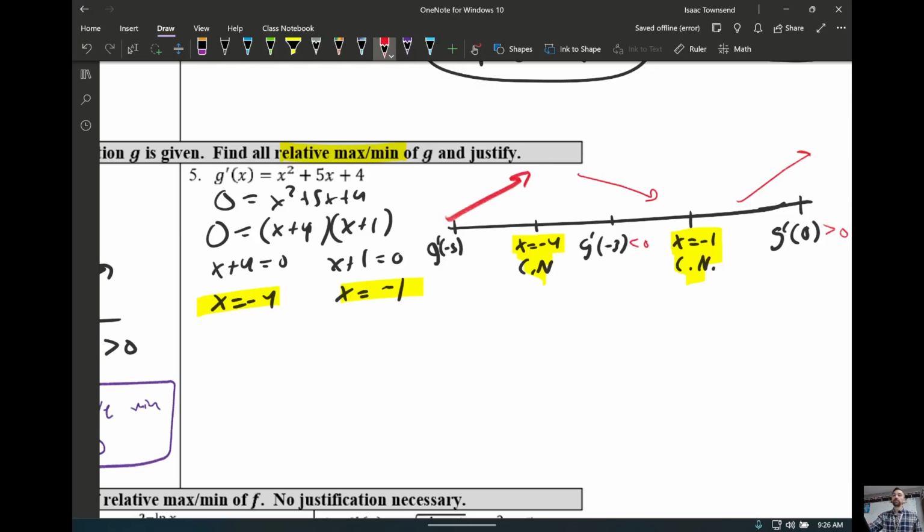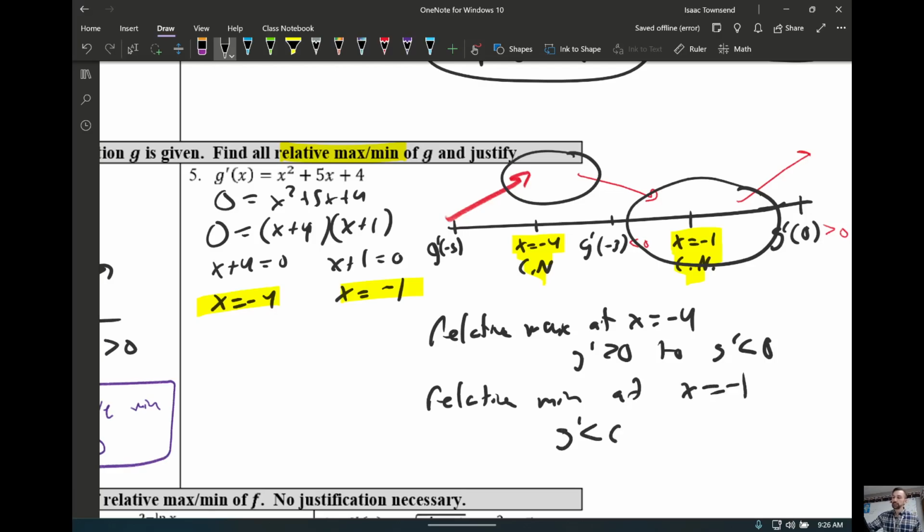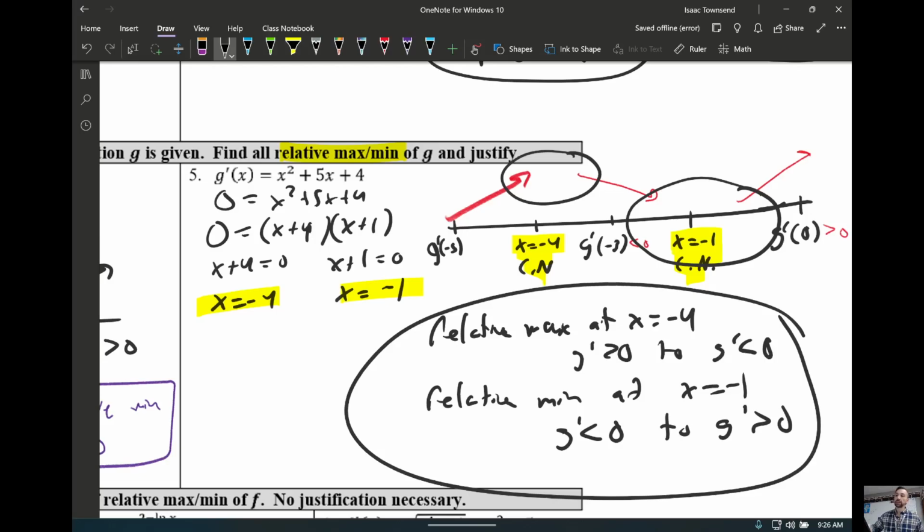And if you made it that far, I would be very surprised if you didn't get it correct. There's a relative max at x equals -4, because the derivative of g is switching from positive to negative. Easy justification. And there's a relative min at x equals -1, because g prime switched from negative to positive. Answers and justification.